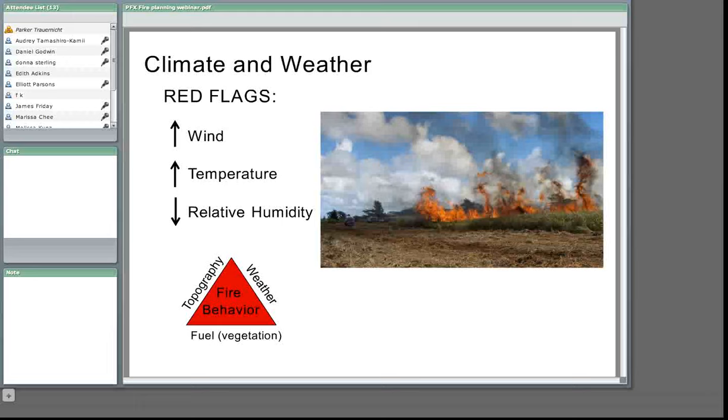And then the red flag on a daily weather basis, what we're really after, the big things in Hawaii are wind and relative humidity. So high winds. Our temperature doesn't vary that much. It's pretty much always warm and sunny here. But high winds and low relative humidity are the red flags for high fire danger.